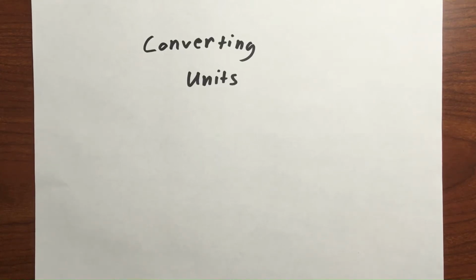In this video, I'm going to show you how to convert units with a method called dimensional analysis. This method is based upon the fact that any number multiplied by 1 won't change its value, so that'll make more sense after we do a few problems. Let's look at the first one.